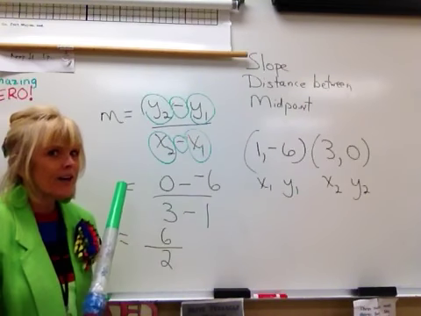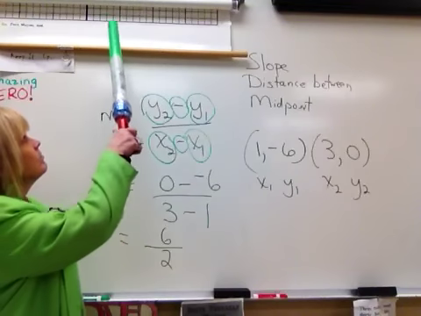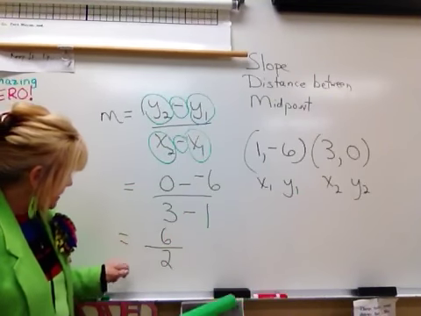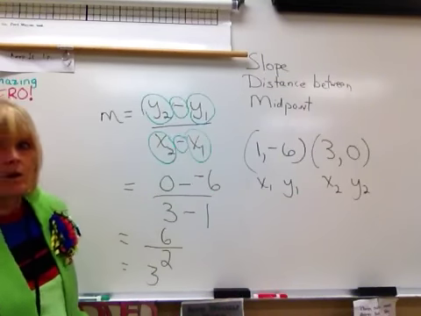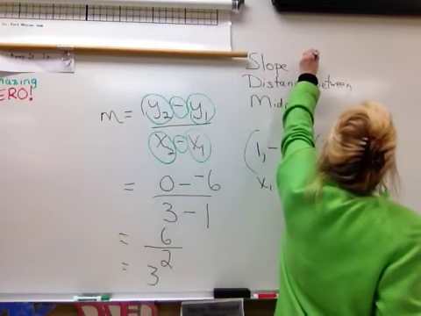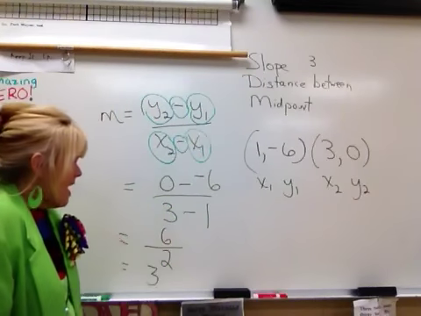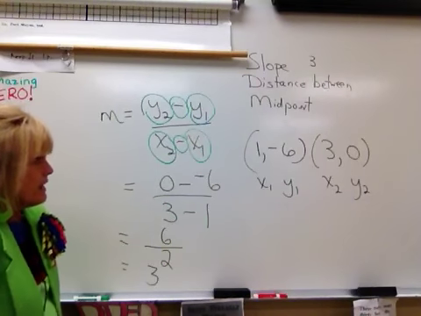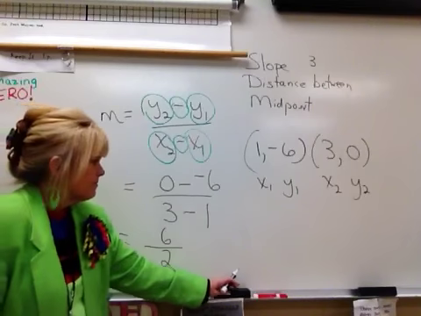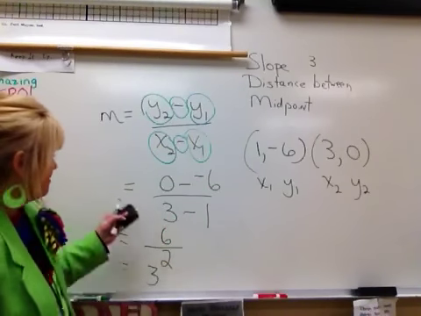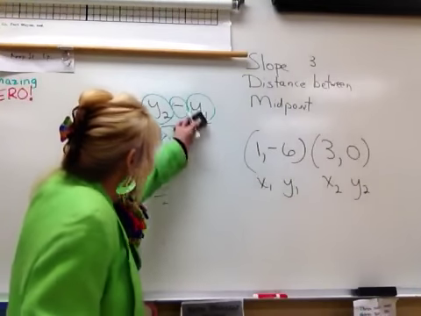Which is the same as what we got, remember, when we did that earlier? So the slope is 3. We got the slope. That is how you get the slope. You just let the formula guide you along. Now we're going to get the distance between. So I'm going to erase this formula and we're going to use a new formula.